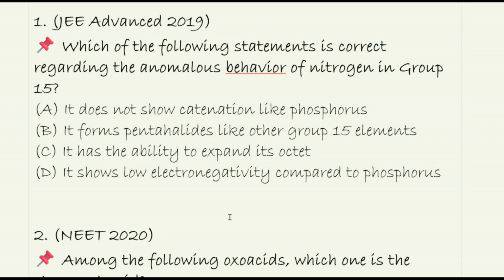It does not show catenation like phosphorus. It forms pentahalides like other group 15 elements. It has the ability to expand its octet. It shows low electronegativity compared to phosphorus. Which of these is correct?